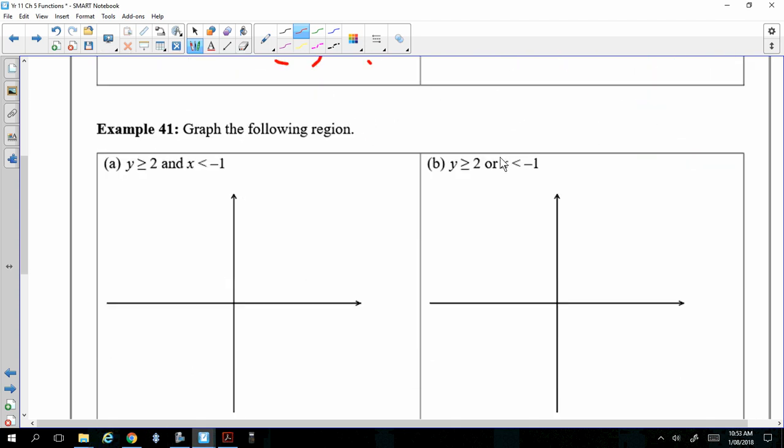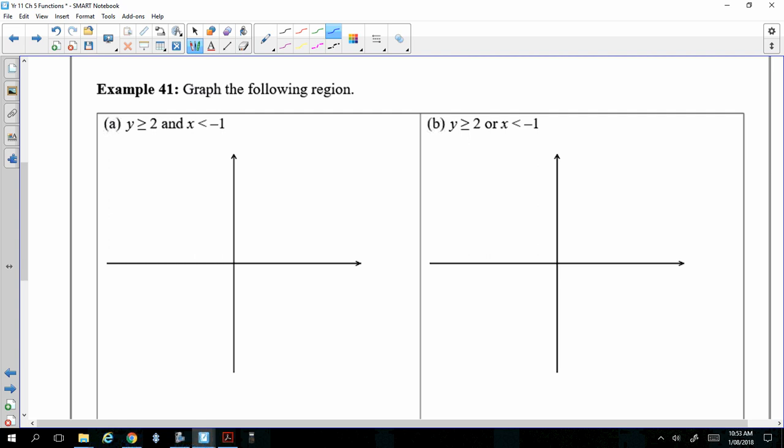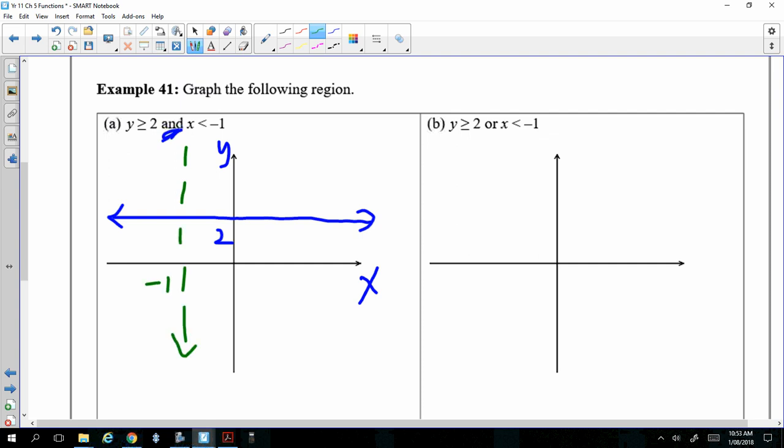Okay, let's draw this region. We'll start with a simple example. N means common region, so you draw the graph y is greater than or equal to 2, and then draw the graph x is less than -1, a vertical line, and you have to shade the region that's common to both. So you shade above the blue line and on the left of the green line. So the region you shade will be here.